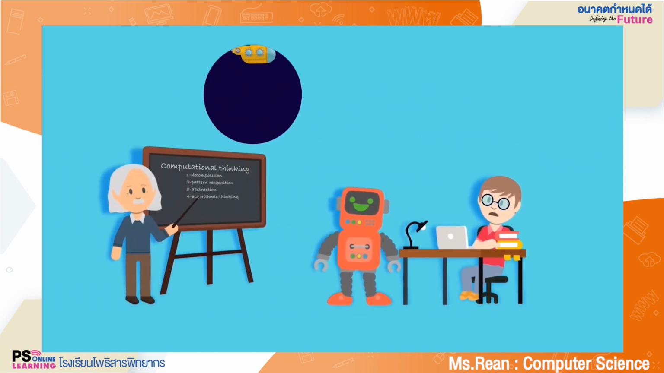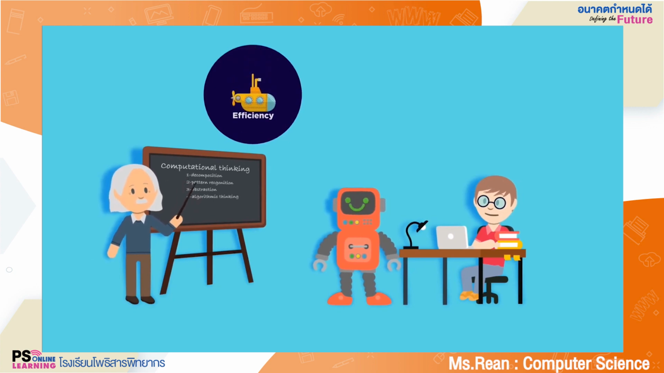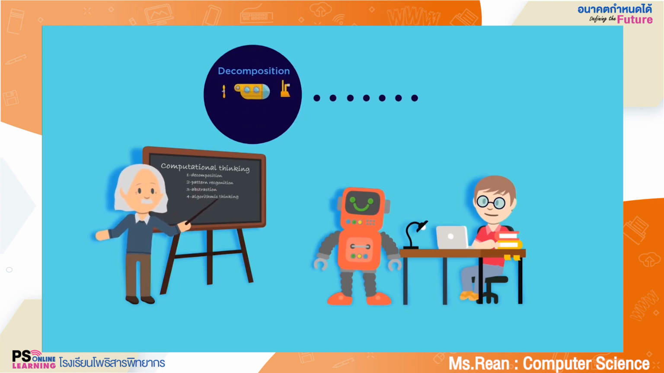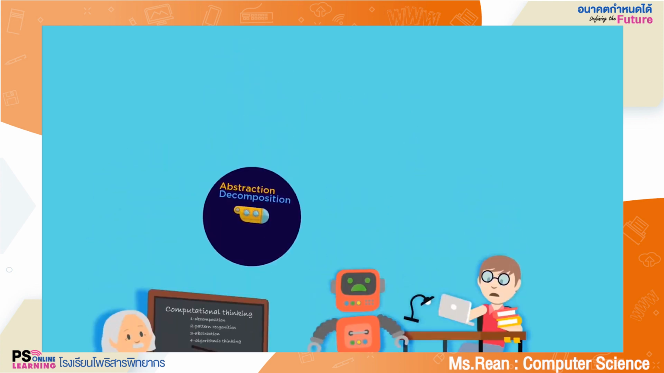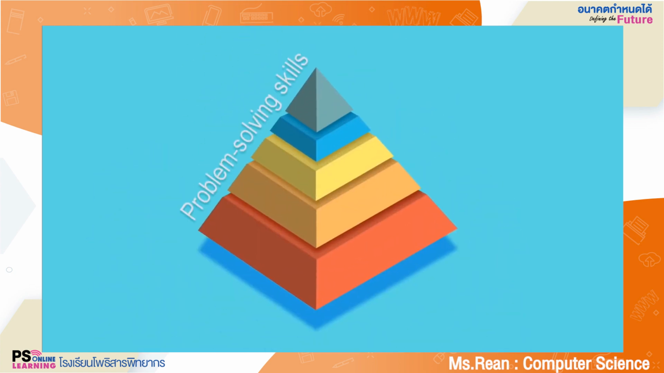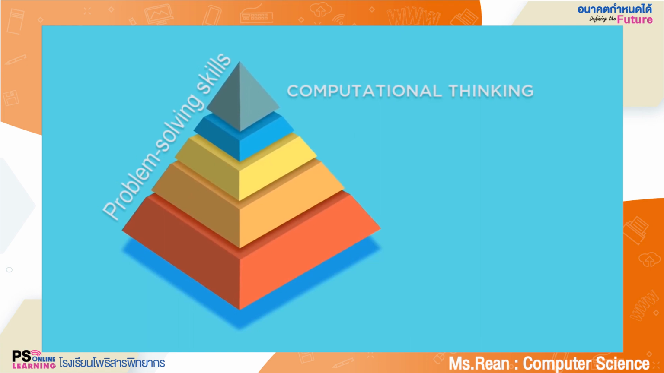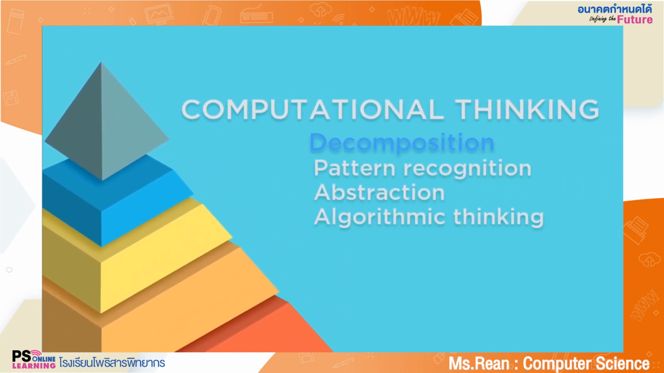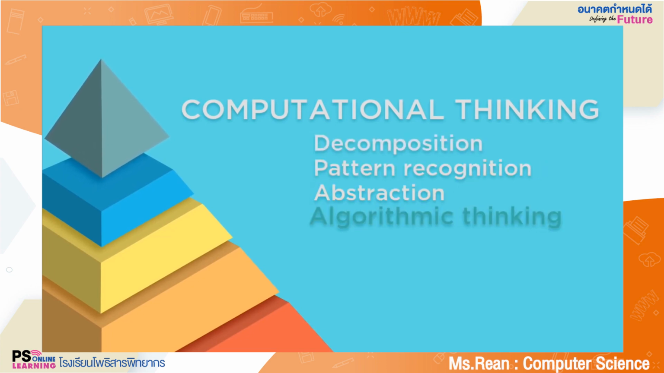Computational thinking is about looking at a problem and solving it systematically, and therefore arriving at a solution that both humans and computers can understand. Essentially, it is considered the highest order of problem solving. Computational thinking is made up of four elements: decomposition, pattern recognition, abstraction, algorithmic thinking.